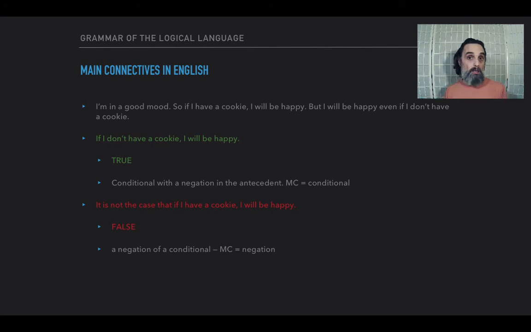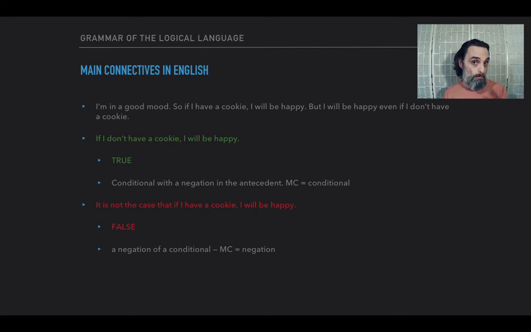Why is it a negation? Because its main connective is a negation. And these two sentences, one is true, one is false. "If I don't have a cookie, I will be happy." True. "It is not the case that if I have a cookie, I will be happy." False. So what symbol is the main connective, or what words are the main connective of a sentence, make a big difference to what the sentence means, as these two sentences show.